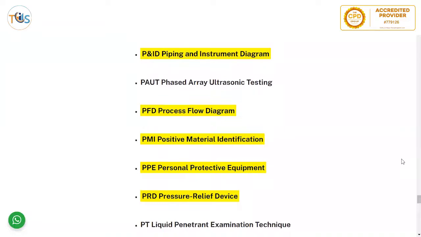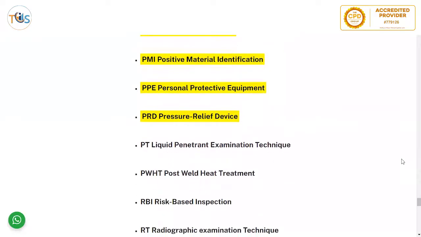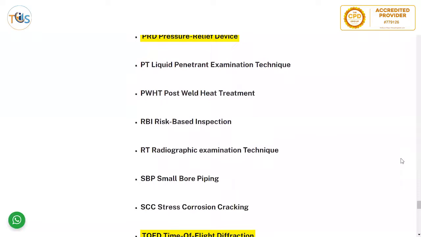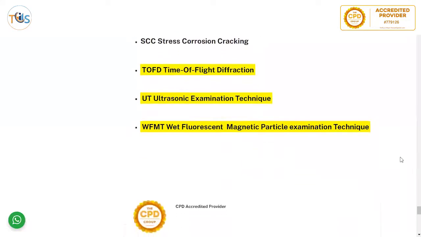PAUT, phased array ultrasonic testing; process flow diagram, PFD; positive material identification, PMI; personal protective equipment, PPE; pressure relief devices, PRD; liquid penetrant examination technique, PT or penetrant test; post-weld heat treatment, PWHT; risk-based inspection, RBI; radiographic examination technique, RT; small bore piping, SBP; stress corrosion cracking, SCC; time of flight diffraction, a type of UT technique, TOFD; ultrasonic examination technique, UT; wet fluorescent magnetic particle examination, WFMT.